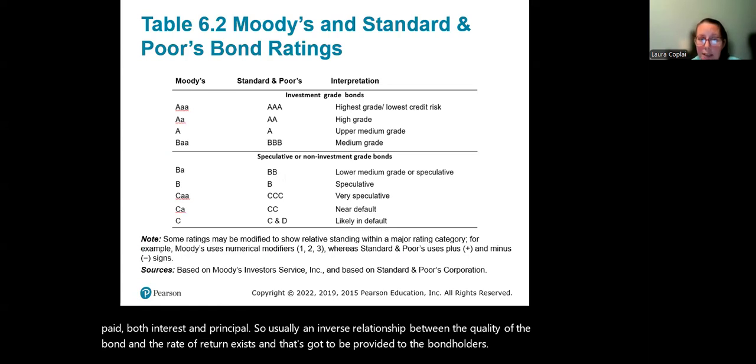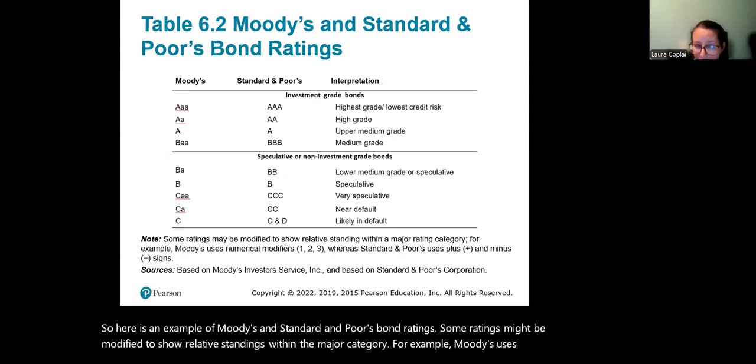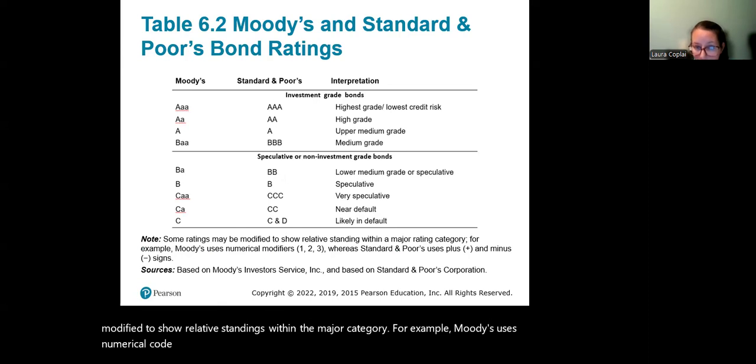Here is an example of Moody's and Standard and Poor's bond ratings. Some ratings might be modified to show relative standings within the major category. For example, Moody's uses numerical code modifiers like 1, 2, 3, whereas Standard and Poor's uses plus and minus signs.